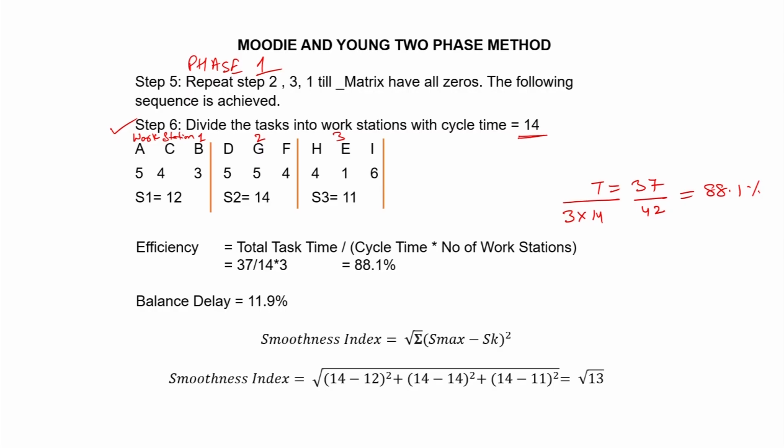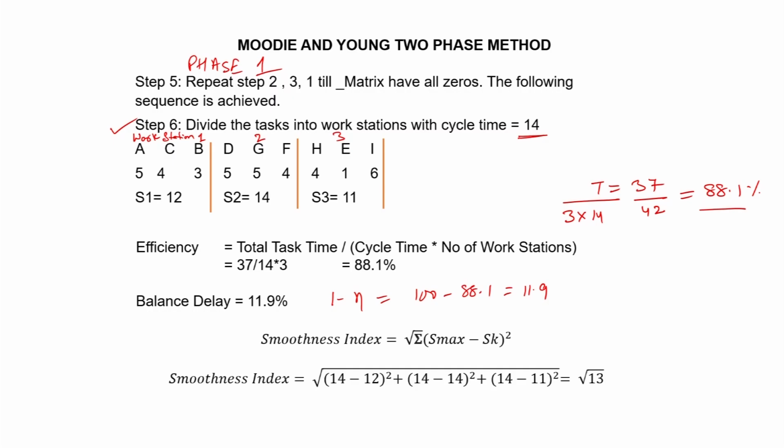In the same manner as we did for the RPW technique and other techniques, we can calculate the efficiency of this line. So, it is 88.1%. I want to explain that balance delay is 1 minus efficiency, that is 100 minus 88.1, so 11.9 is the balance delay.